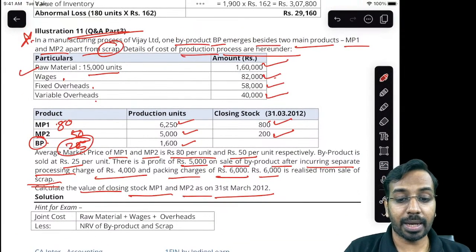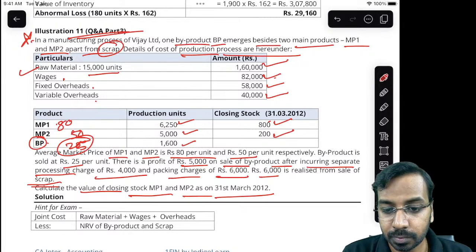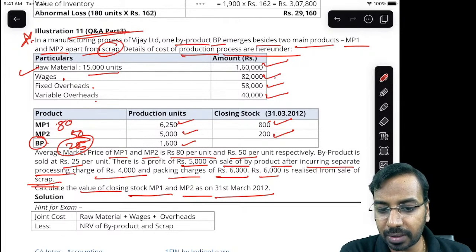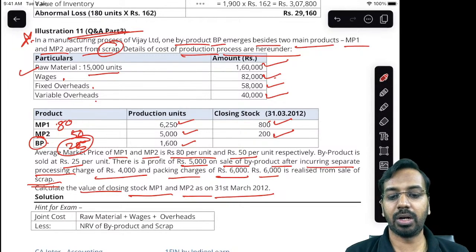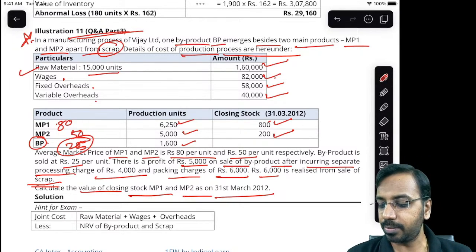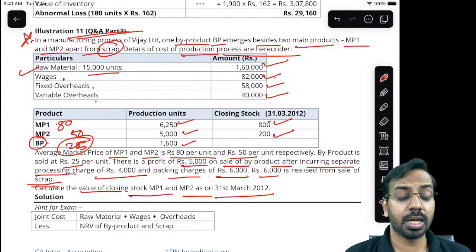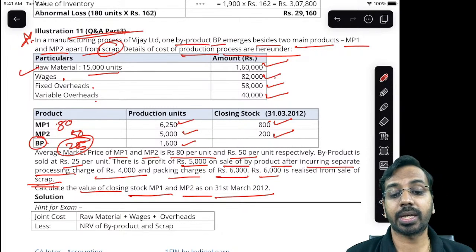Sometimes, if cost is not given, then replacement value will be used. Yes, but in most of the cases you will have the cost as well. If you have a question from the exams, I have rarely seen such questions. Cost will be given. It is not that cost will not be given.